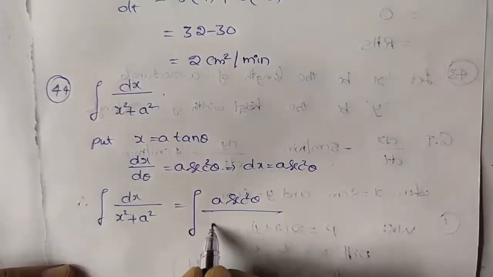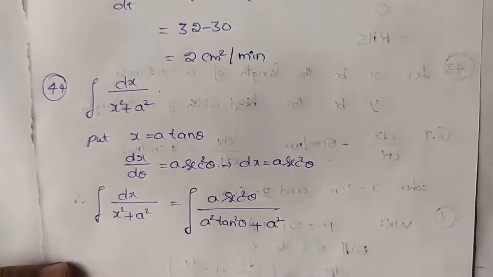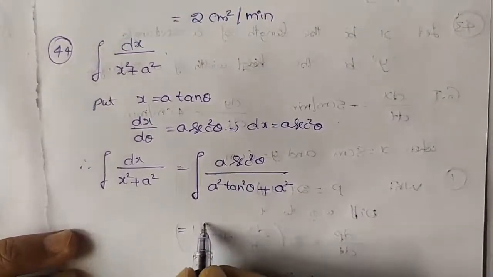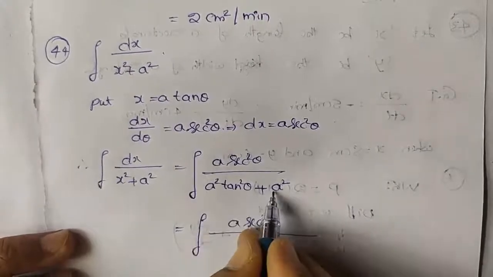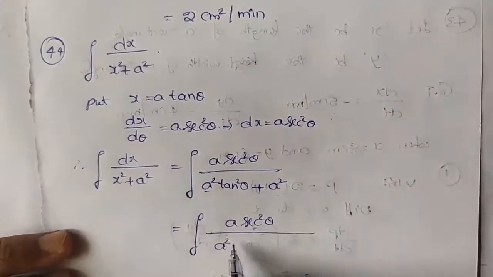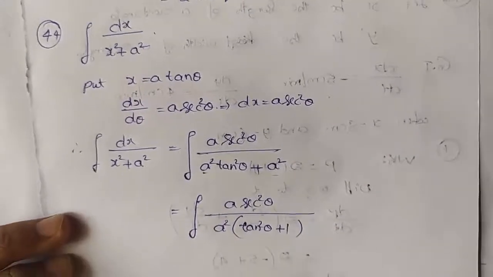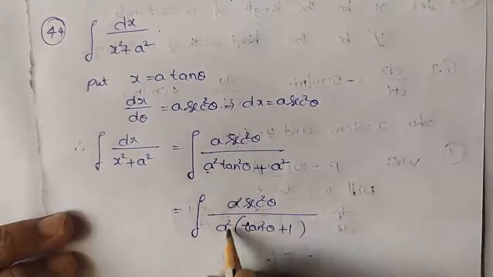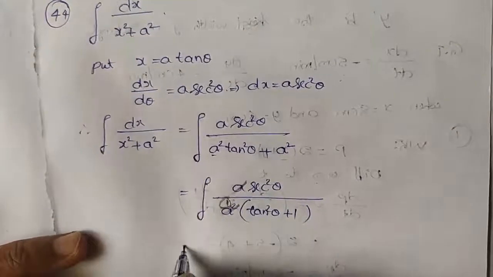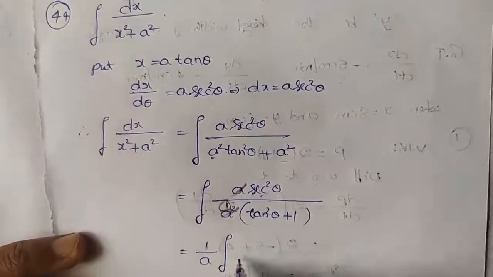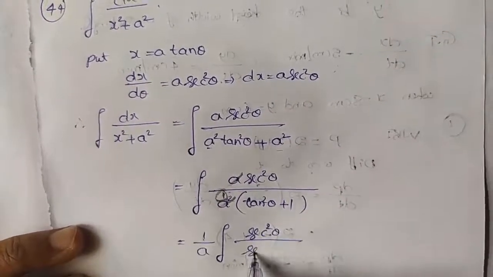Divided by x square, which is a square tan square theta, plus a square. That equals integration of a into secant square theta whole divided by, in this we have a square and a square, take it outside, then the remaining will be tan square theta plus 1. Now a square, a and a square will get cancelled, 1 by a will be there. Let us take that a outside the integration because that's a constant. Integration of secant square theta divided by tan square theta plus 1 is secant theta.